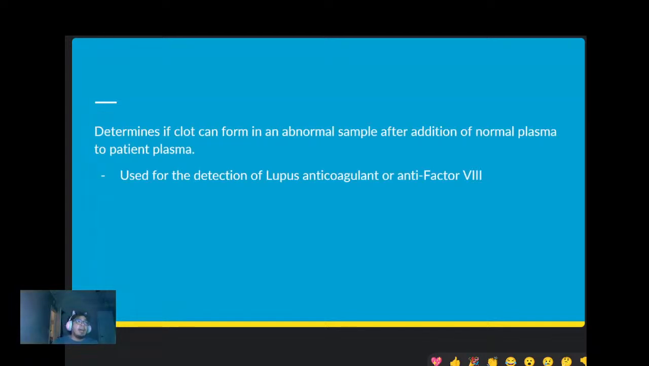Okay, mixing studies. The main purpose is to determine if there is still an abnormality after the addition of normal plasma. For example, Dexter has an abnormal result. We mix his plasma with Bai's, who has a normal result, and if the result normalizes, that means there is a missing factor. All right? We need to determine what that is, so we need to follow up with specific factor assays.